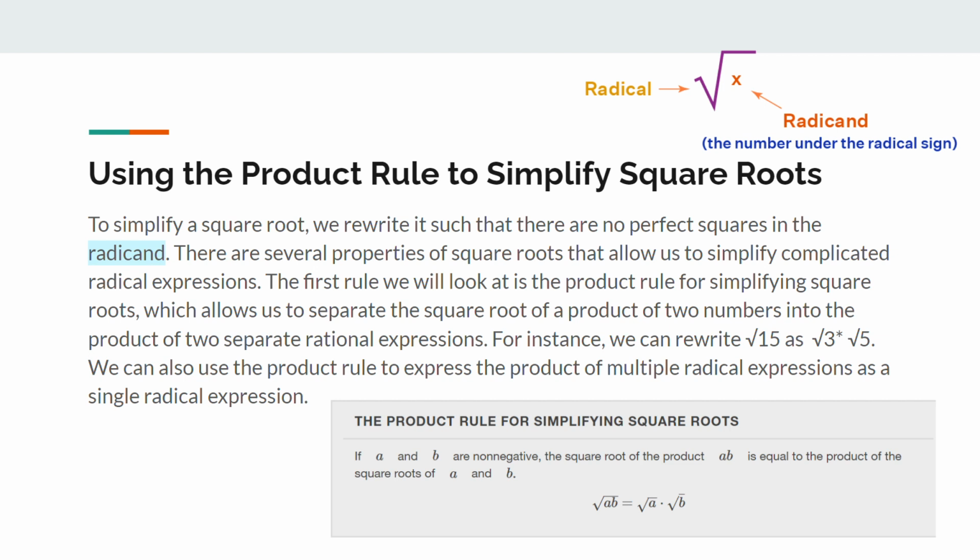For instance, we can rewrite the square root of 15 as the square root of 3 times the square root of 5. We can also use the product rule to multiply radical expressions as a single radical expression. The product rule for simplifying square roots says that if a and b are non-negative, the square root of the product ab is equal to the product of the square roots of a and b.